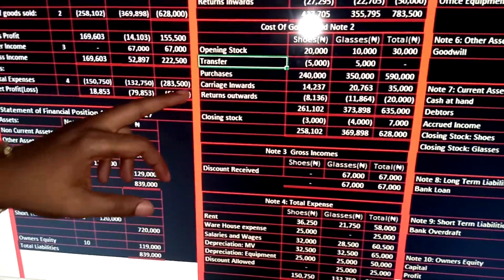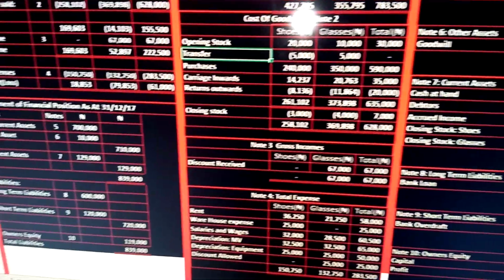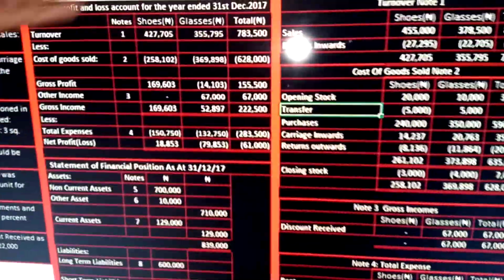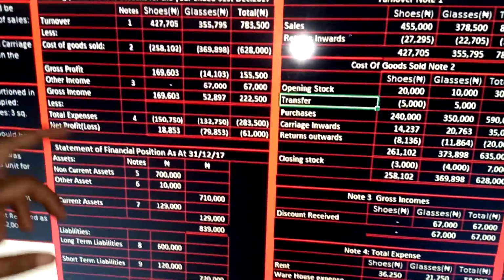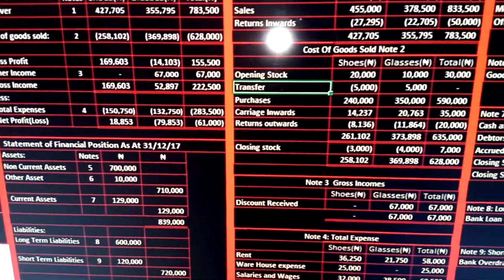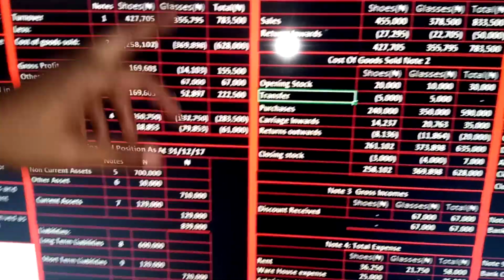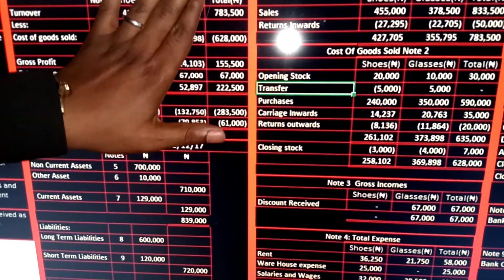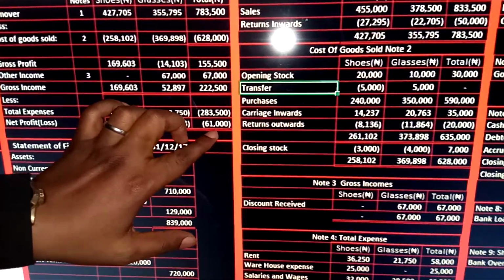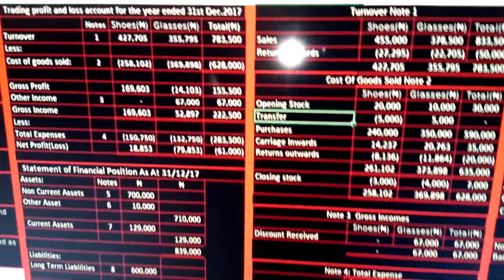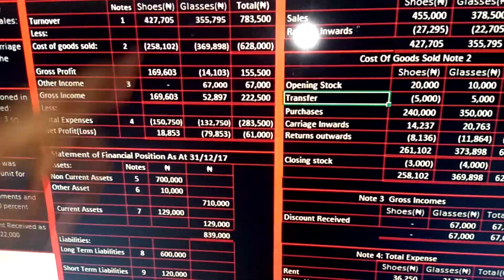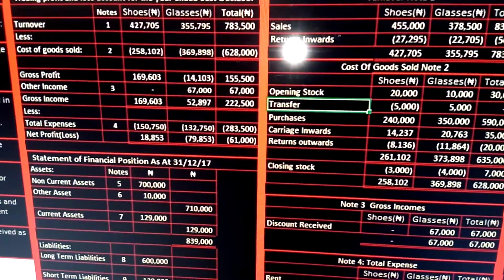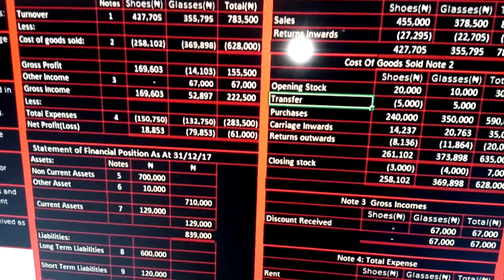Total is 283,500. So here's the point I'm trying to make in the reasons for preparing departmental accounts. You can see that in this trading account, shoes made a profit of 18,853, but glasses, there's a loss of 79,853. So if you had done a combined position without separating it, you would see that the business is making a loss. But which unit is causing the loss? It is glasses, as you can see, 79,853. So shoes here is making a profit of what?